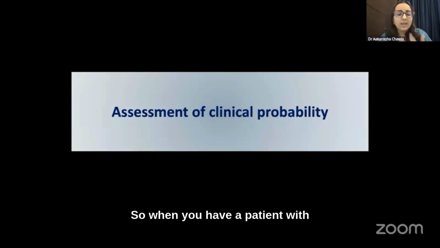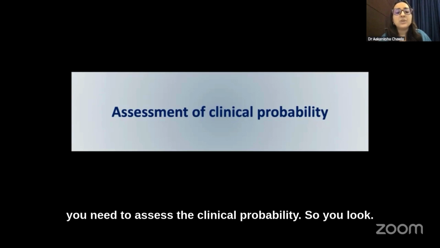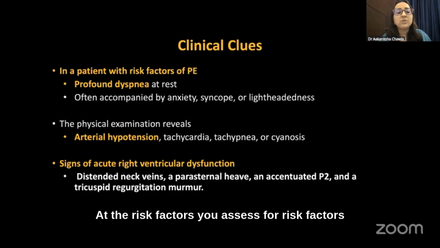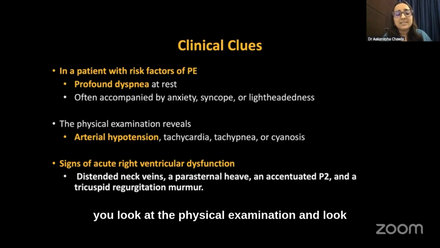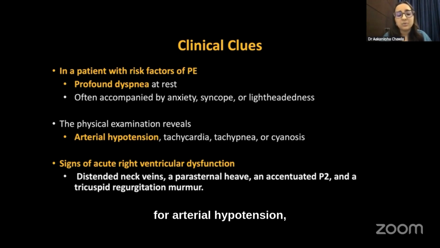So when you have a patient with high suspicion, you need to assess the clinical probability. You assess for risk factors, and in a patient with risk factors, you look at clinical features like profound dyspnea at rest. You look at the physical examination and check for arterial hypotension. The patient may have tachycardia, tachypnea, and signs of right ventricular dysfunction.